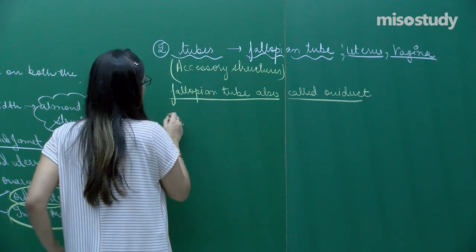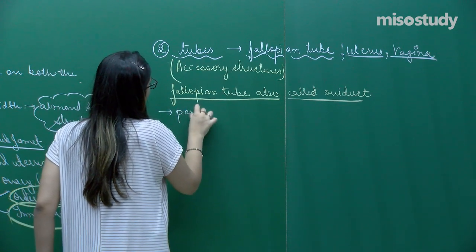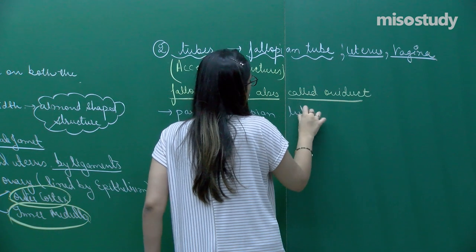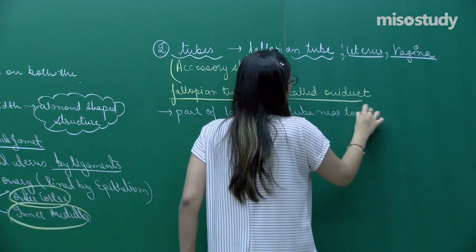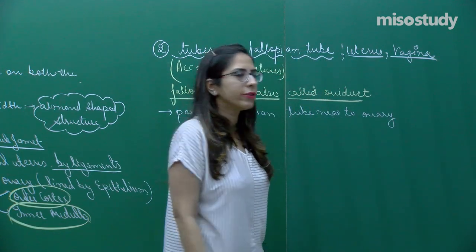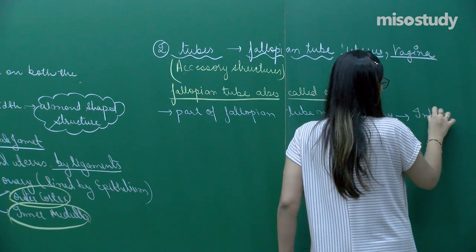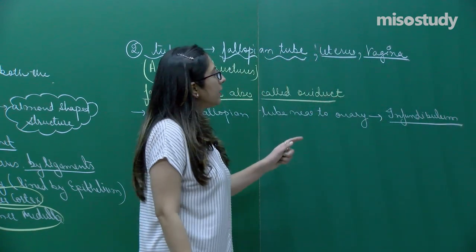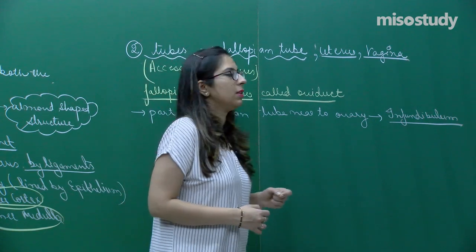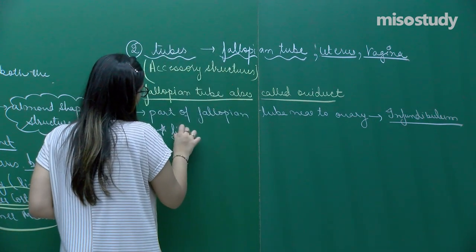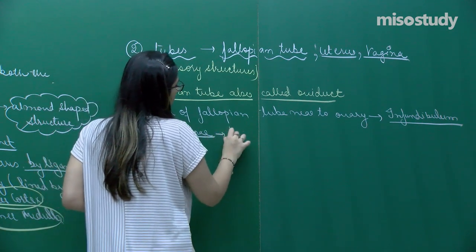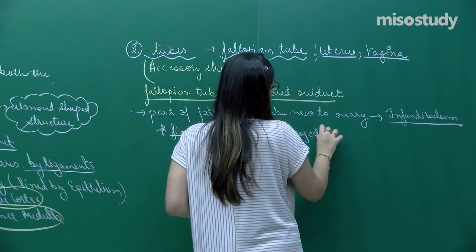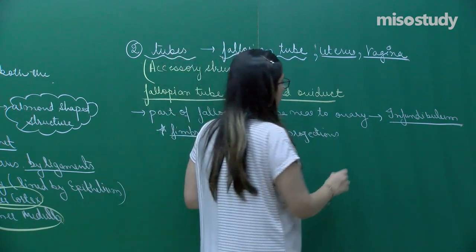So, let's write about the different parts of the fallopian tube. The part of the fallopian tube near the ovary is called the infundibulum. In this infundibulum region, there is a hair-like structure called the fimbriae. Fimbriae are hair-like projections present at the end of the infundibulum.